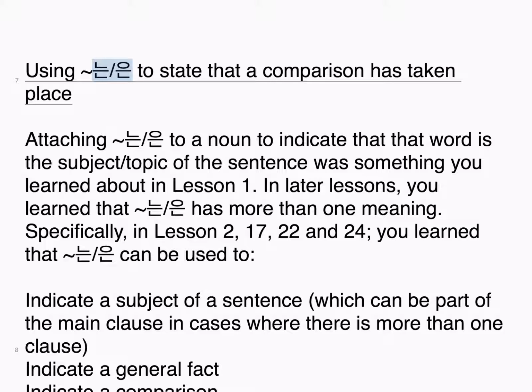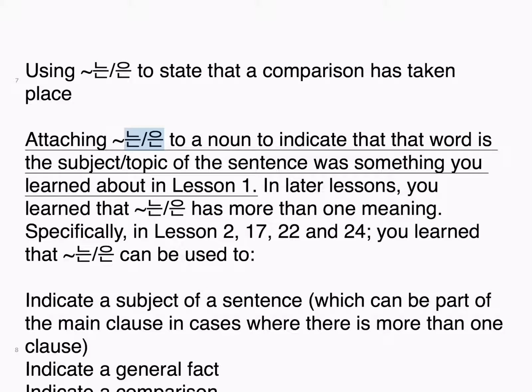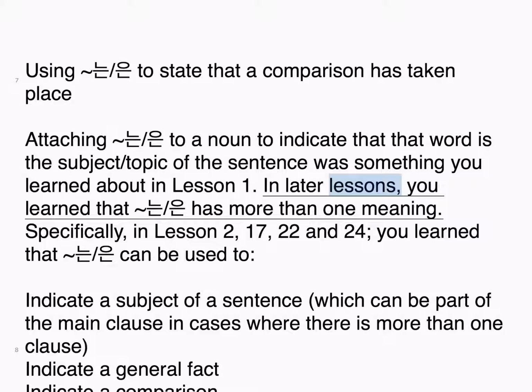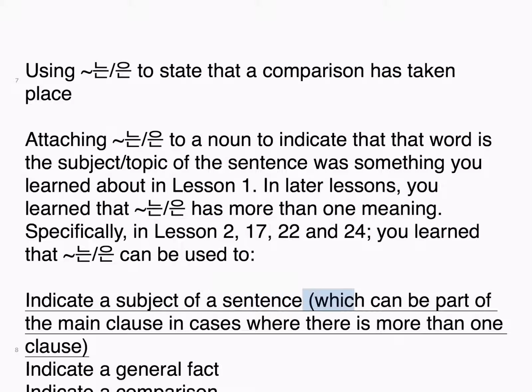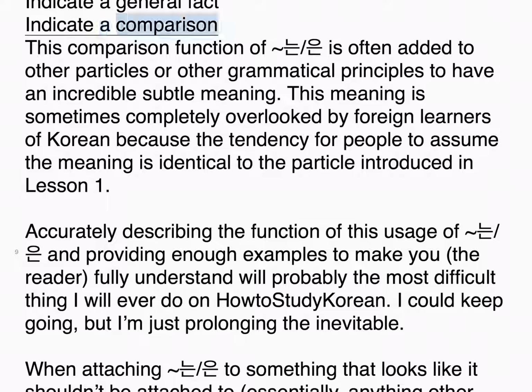Using 는 to state that a comparison has taken place. Attaching 는 to a noun to indicate that that word is the subject or topic of the sentence was something you learned about in lesson 1. In later lessons, you learned that 는 has more than one meaning. Specifically, in lessons 2, 17, 22 and 24, you learned that 는 can be used to indicate a subject of a sentence, which can be part of the main clause in cases where there is more than one clause, to indicate a general fact, and to indicate a comparison.